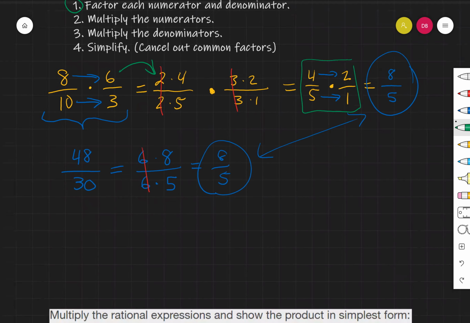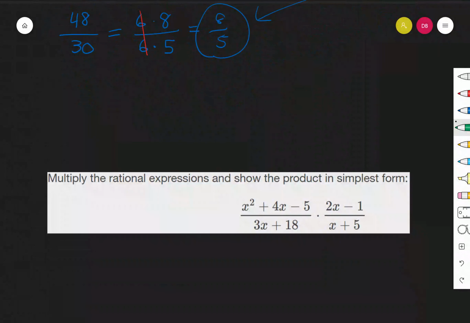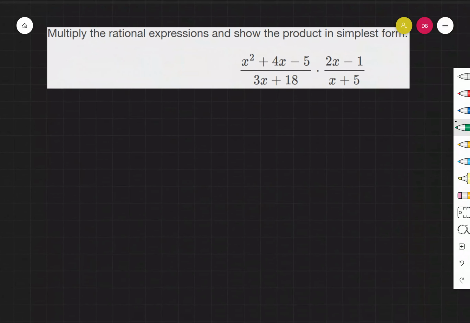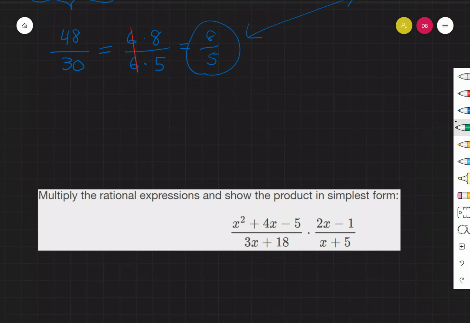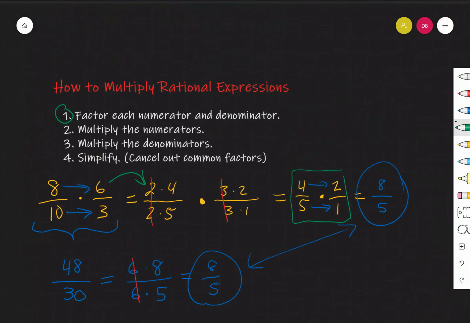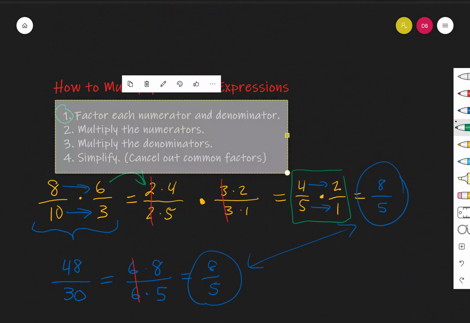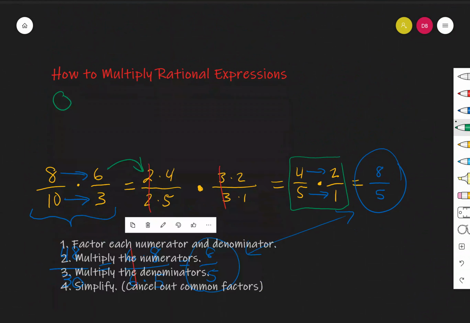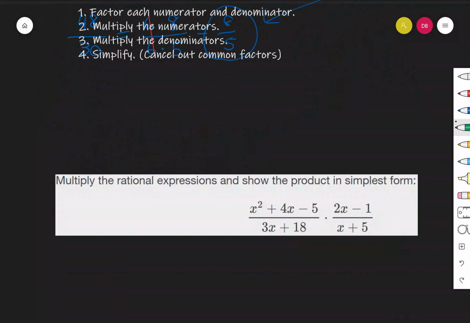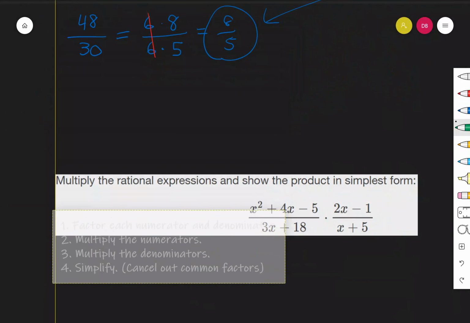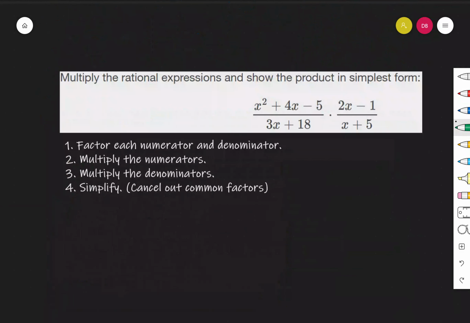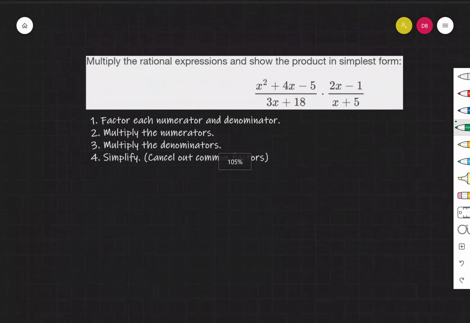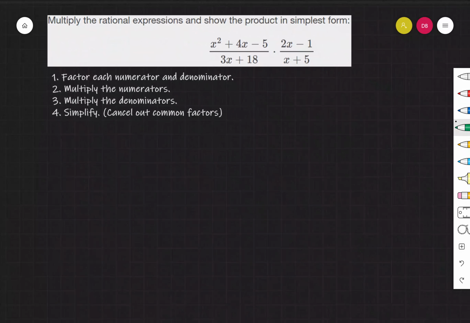So now let's go down to actually multiplying rational expressions. So I'm going to bring down the steps, or I'm going to try to. Zoom out just a tad, give myself a little more room to work.